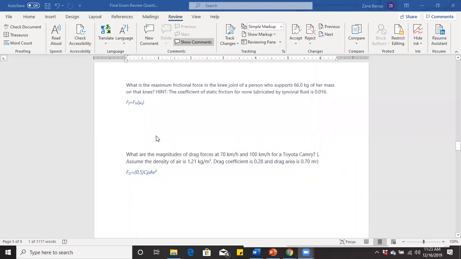Okay, next one. What is the maximum frictional force in the knee joint of a person who supports 66.0 kilograms of mass on that knee? Now, I've given you a hint here. The coefficient of static friction, hold on, I think I made a typo here. Coefficient of static friction for, I don't know why I put none here. I think I meant to put the word joint. That should say joint. Coefficient of static friction for a joint lubricated by synovial fluid is 0.016. Sorry about that.